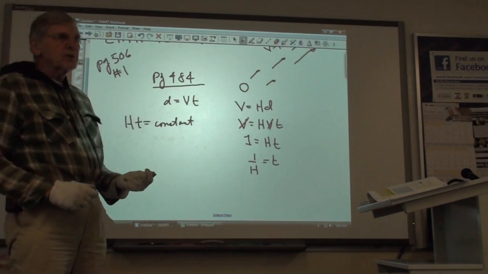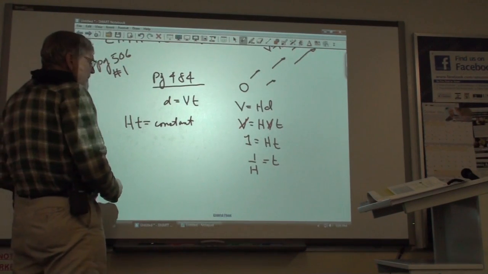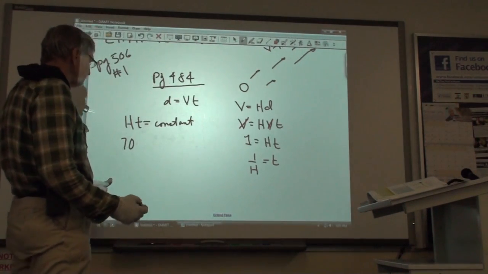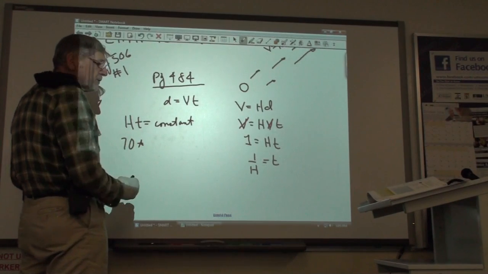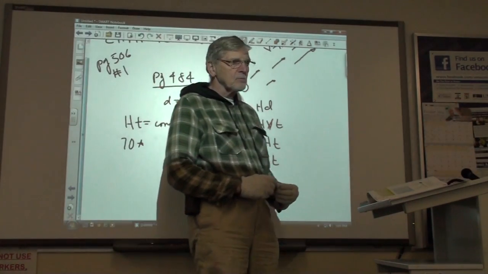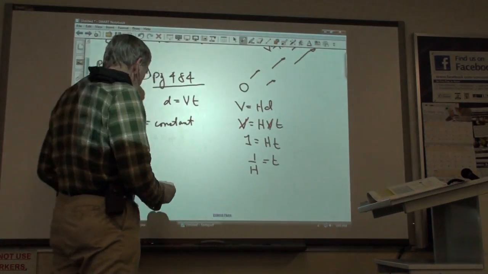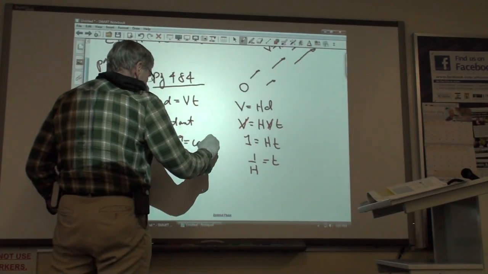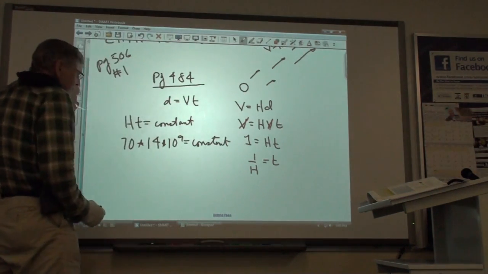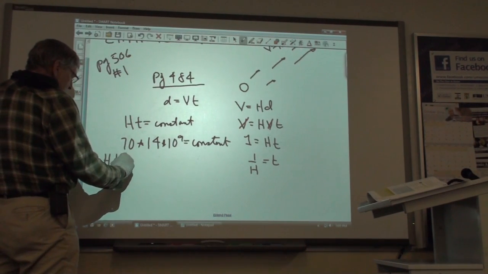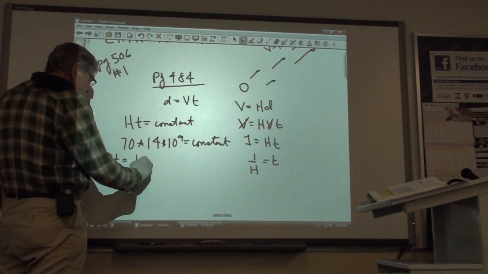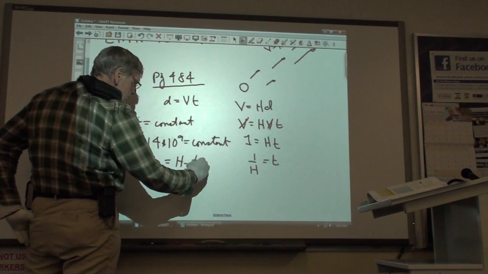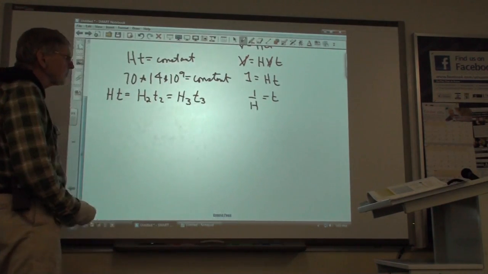Now also on page 484, it is derived that if we use the present assumed value for h, which is 70, then that will give us an age of the universe that is 14 billion years. So 70 times 14 billion years is equal to some constant. If we say that h times t is a constant, then if we change h to some other h, we will change t to some other t, and if we change h to some third h, we will change t to some third t.